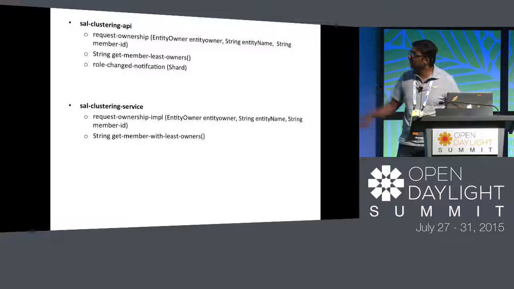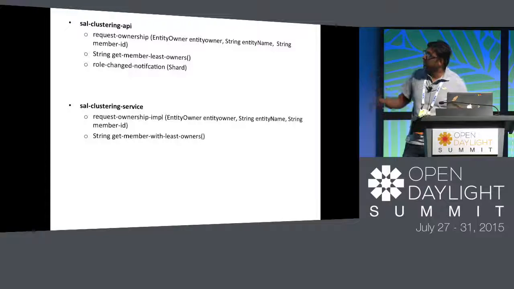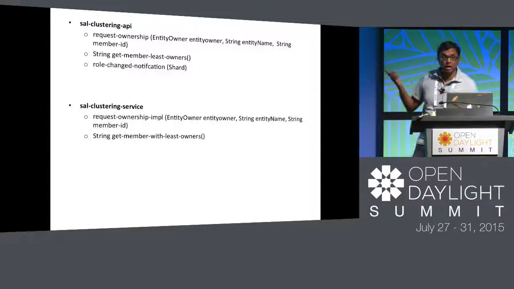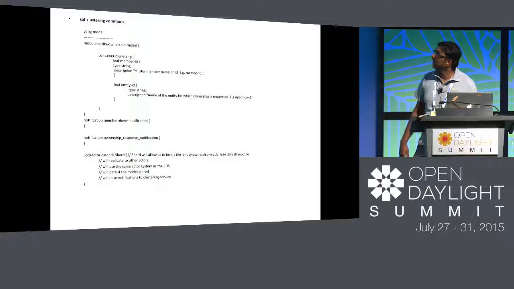Some SAL clustering APIs and a SAL clustering service will help us do this: request ownership, and role change notification, which might be required based on the shard, if some apps are dependent on that. And this is just a rough Yang model. There are some corrections here: the entity ID is kept as string, but it should ideally be an instance identifier.